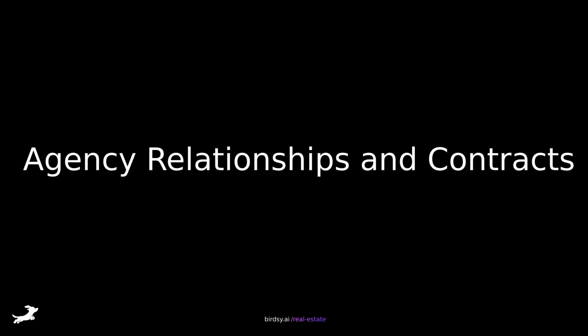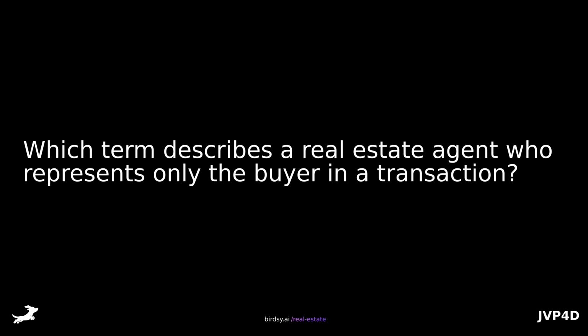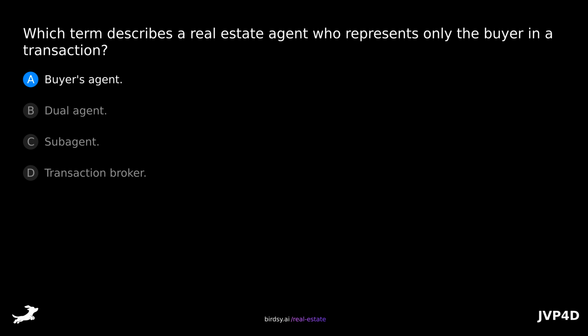Agency, relationships, and contracts. Which term describes a real estate agent who represents only the buyer in a transaction? Is it A, buyer's agent? B, dual agent? C, subagent? Or D, transaction broker? The correct answer is A.